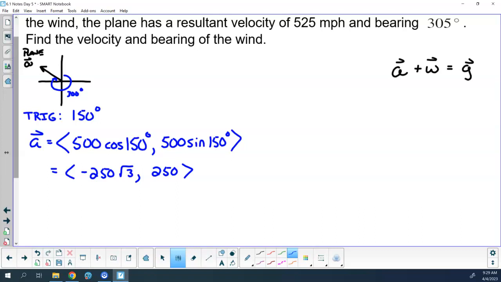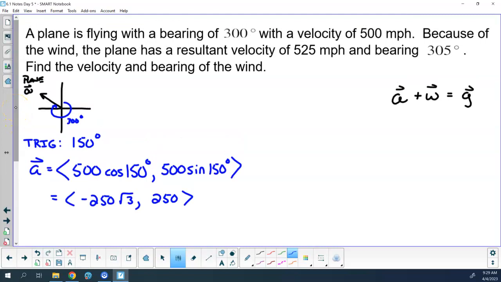Okay. So that is my A vector. Found it, done, did it. Okay? What is the second sentence? Which one is that going to be? W or G? G. That one is going to be G. So let's figure out this. So now this is ground speed. It's got a bearing of 305 degrees, which is up here.